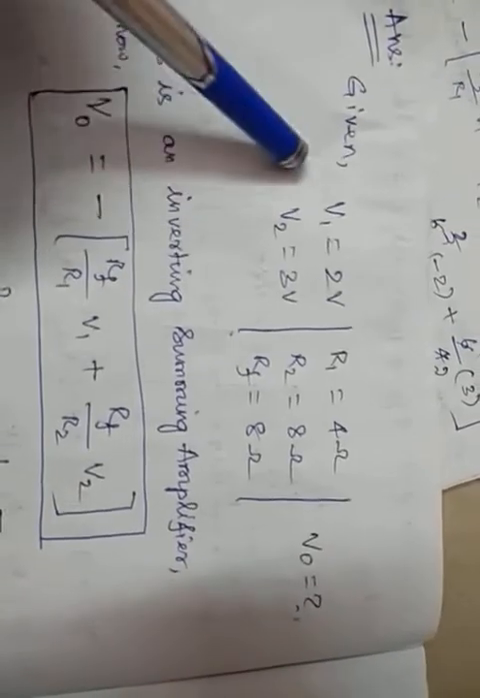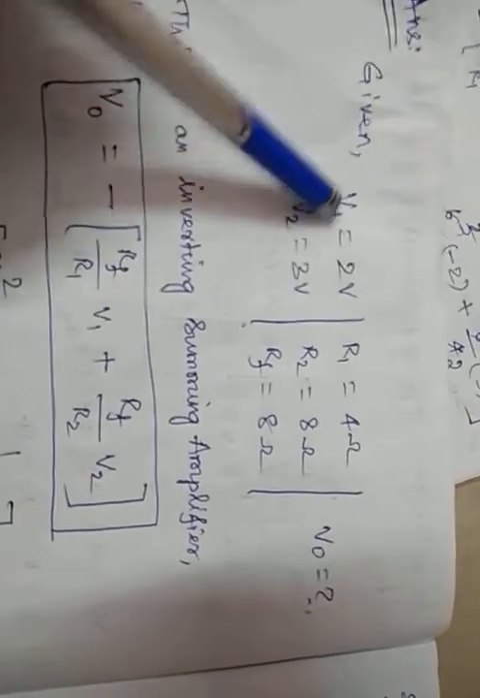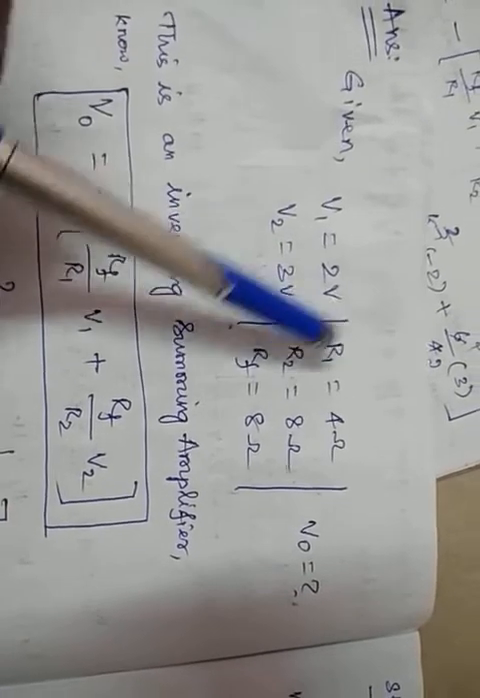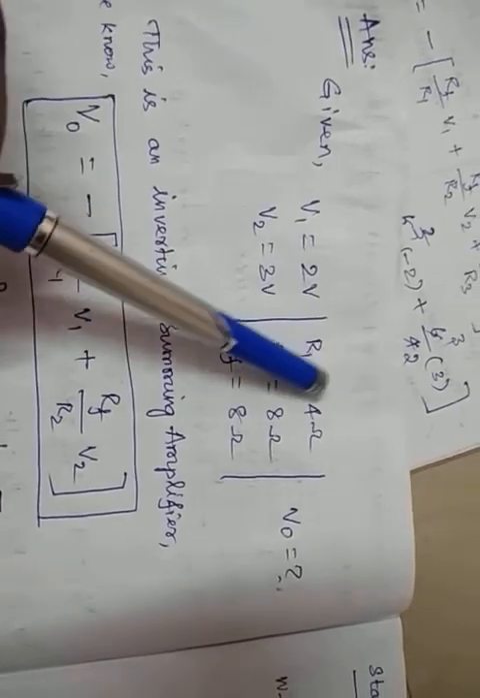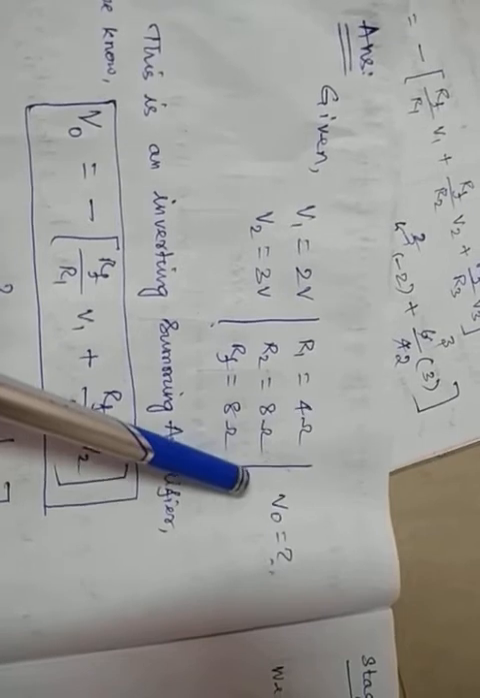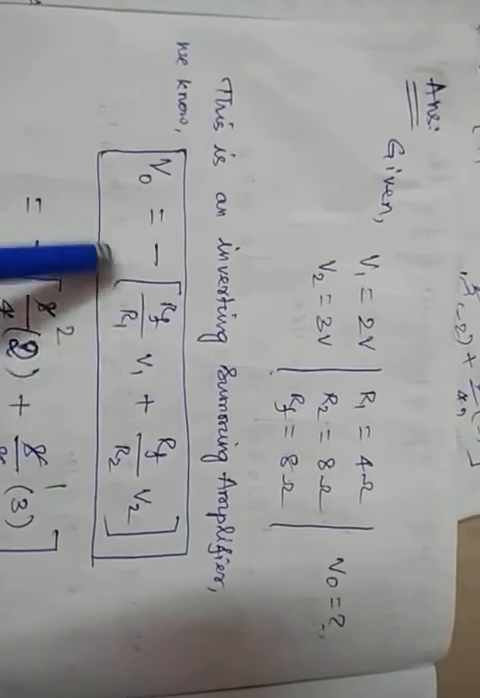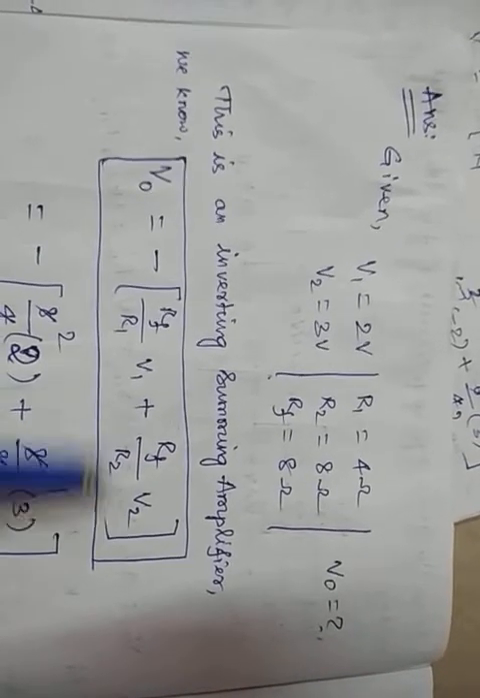So these are the values given. V1 is 2 volt, V2 is 3 volt, R1, R2. The RF value is given as 488, and the output voltage we need to calculate. See, the only difference is that here only 2 inputs are given.